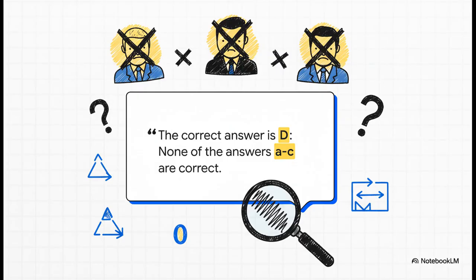So, after interrogating all three of our suspects, we found that not a single one of them holds up under scrutiny. Every single one failed a critical test, and that leads us to the only possible conclusion left on the table, which is option D. None of the answers are correct. Our investigation has revealed 3 imposters.